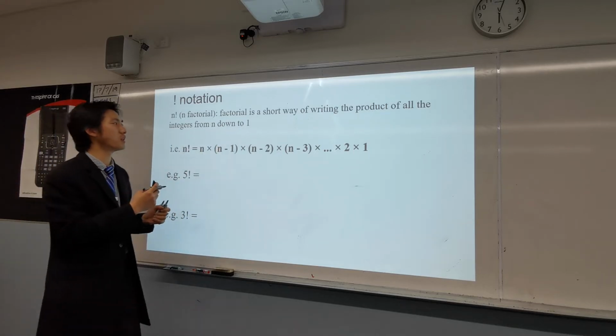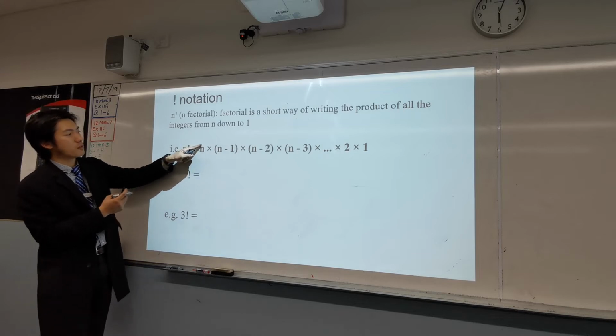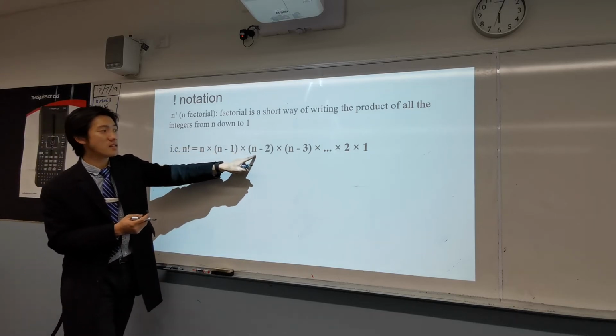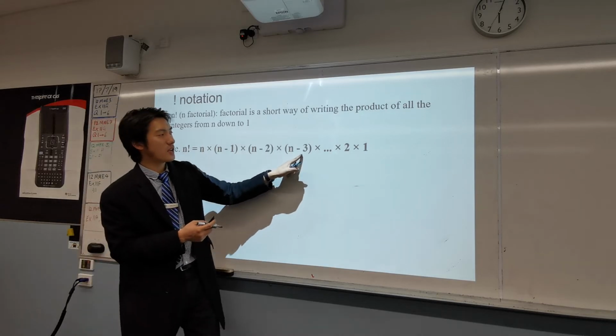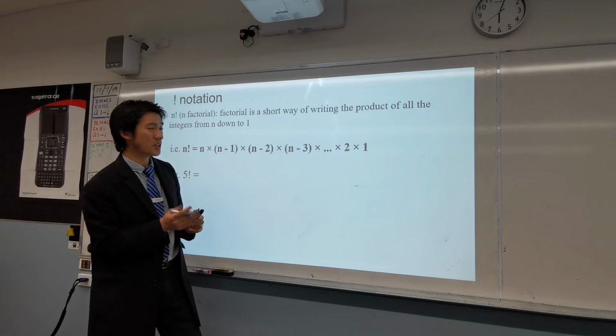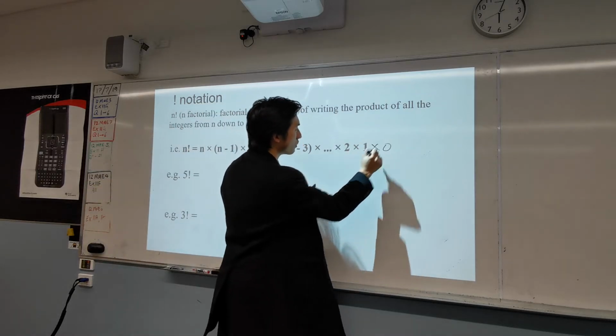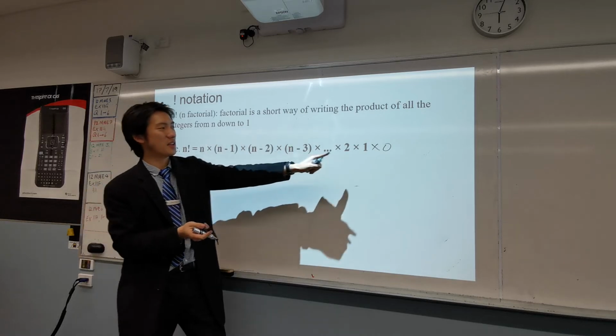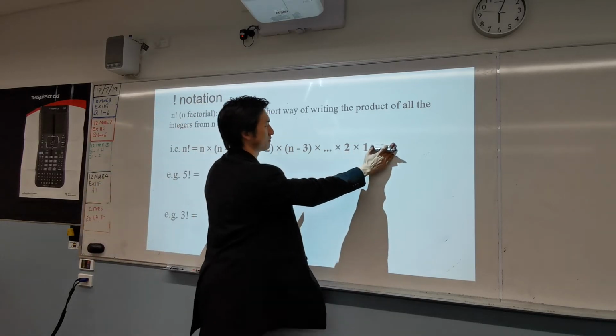Product means to multiply. So we start from our number, then we multiply the next number down, and then the next number down, then the next number down, and all the way until we've gotten to our final number. Now be careful, don't multiply any more than that. You can probably guess what happens to the entire thing if you times 0.